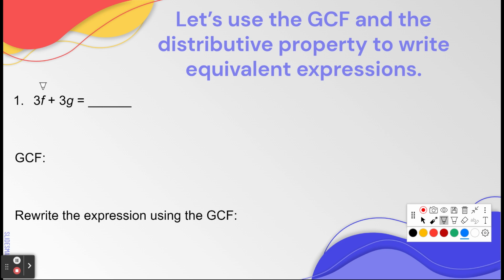So here we have 3f plus 3g. If I write that in expanded form, like we did yesterday, I would write 3 times f plus 3 times g. Now, to find the greatest common factor, we can see they both have a factor of 3. F is not a common factor, g is not a common factor, but 3 is the greatest common factor. So I'm going to put that here.